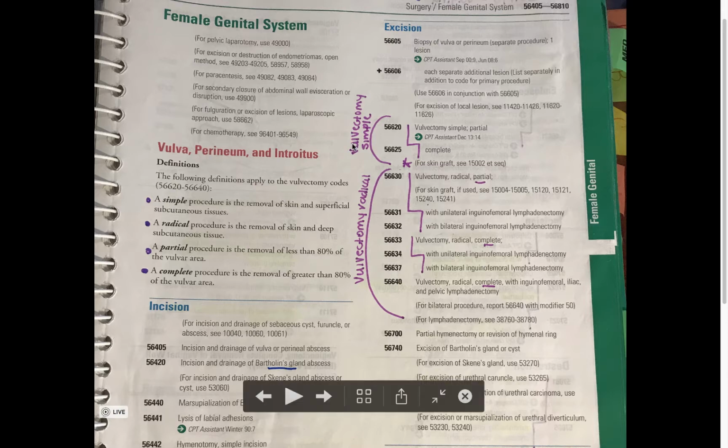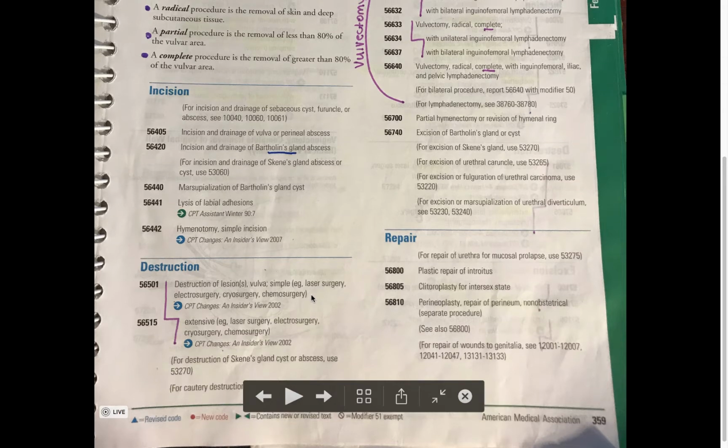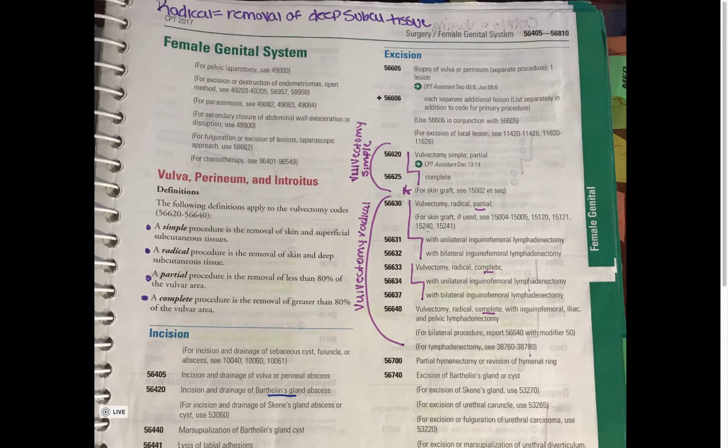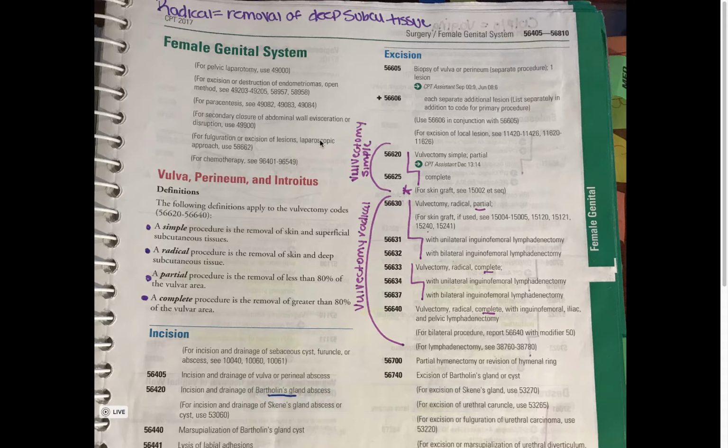Look at how I bracketed these vulvectomies into simple, radical, and you could even bracket the completes. Notice the parenthetical notes under the vulvectomy procedures, and make sure to highlight those in your book. Remember, the destruction section is not the excision section. Destruction happens by laser surgery, electrosurgery, cryosurgery, or chemosurgery. I have a note at the top of my book that says radical equals removal of deep and subcutaneous tissue. I probably wrote that note just because it was a question that I maybe got wrong because I didn't notice it over here on the left-hand side, but I know that when I write notes in my book, it stands out to me more.